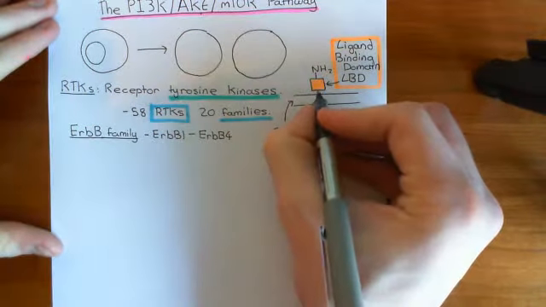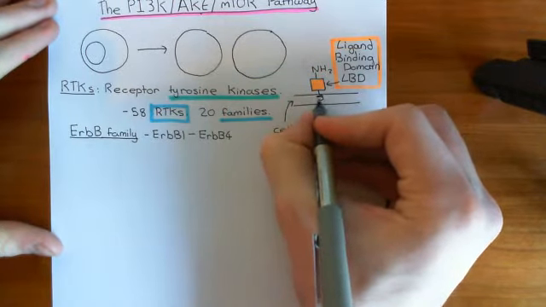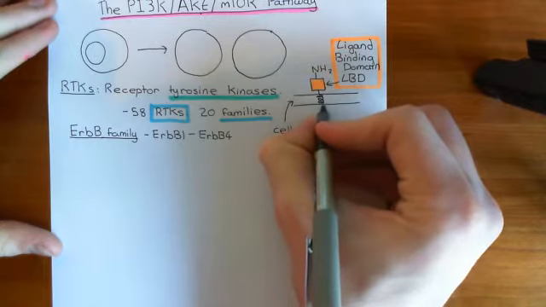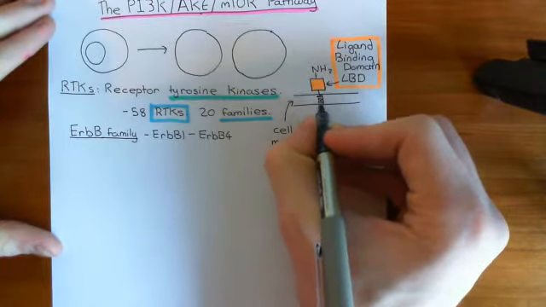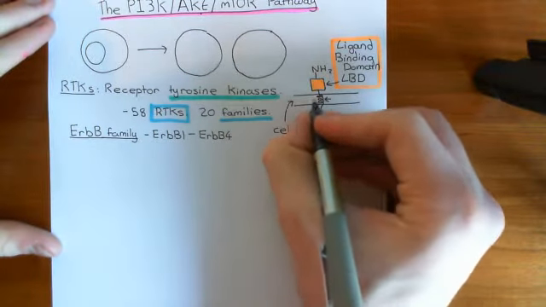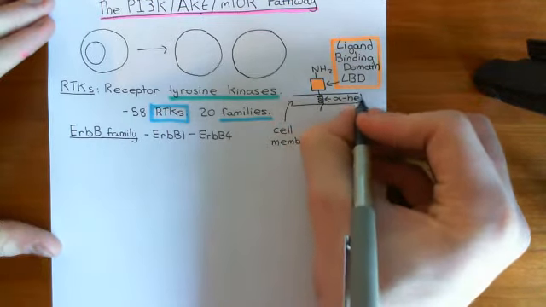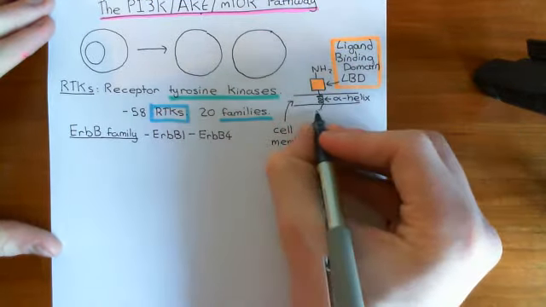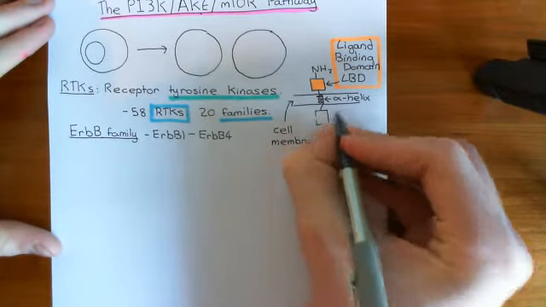Then you have a membrane spanning alpha helix, which I'll show here. This is an alpha helical structure which straddles the membrane and will have a large number of hydrophobic residues within it, which can interact nicely with the hydrophobic core of the phospholipid bilayer here. So this is an alpha helix. Then on the cytoplasmic side you have a tyrosine kinase domain.